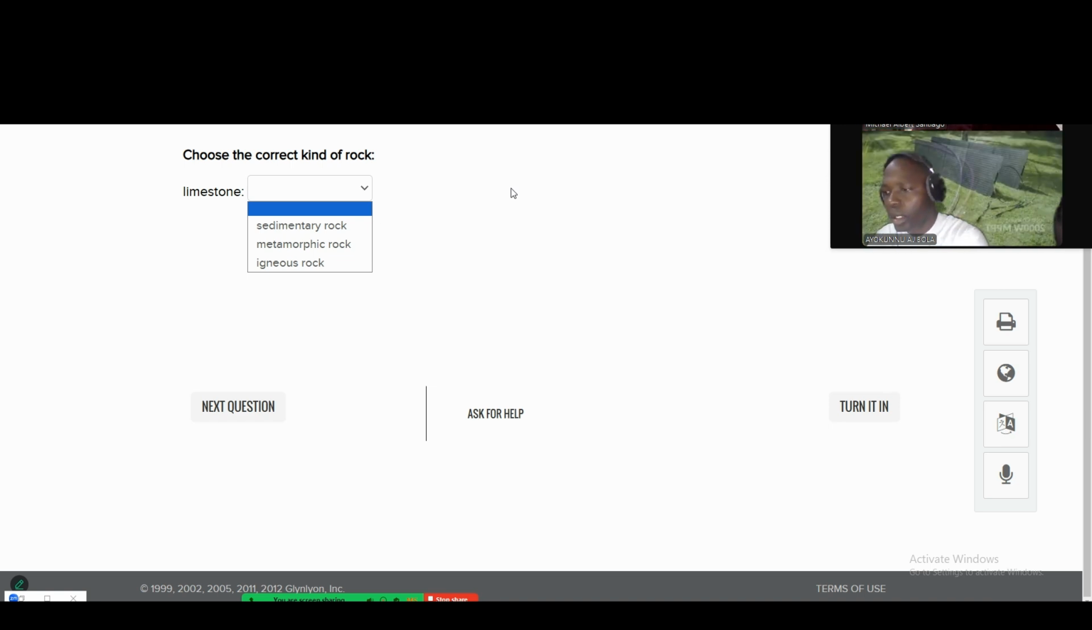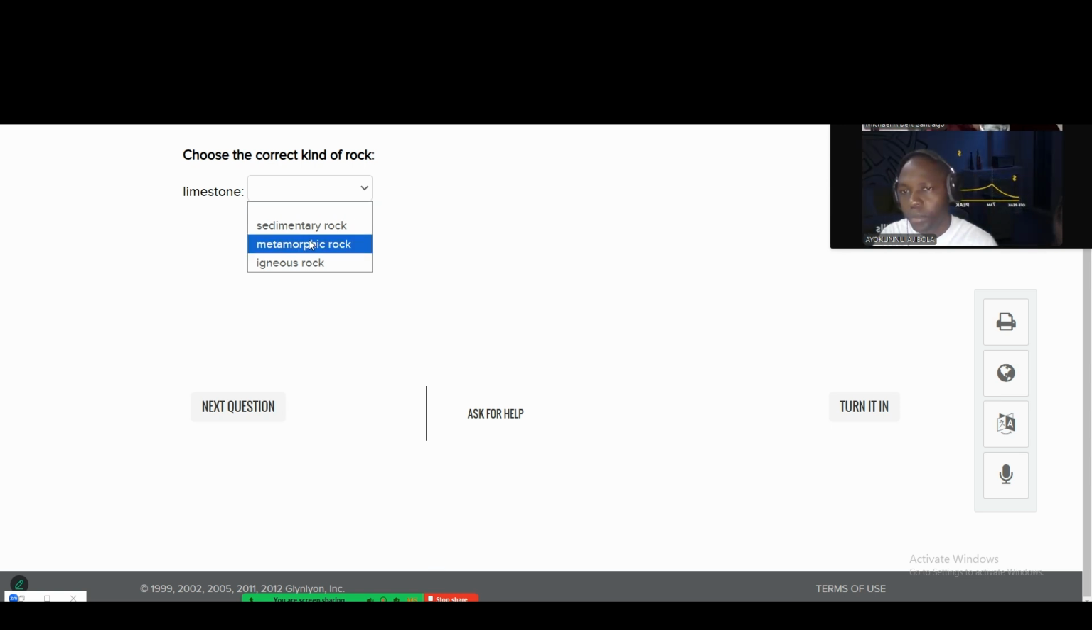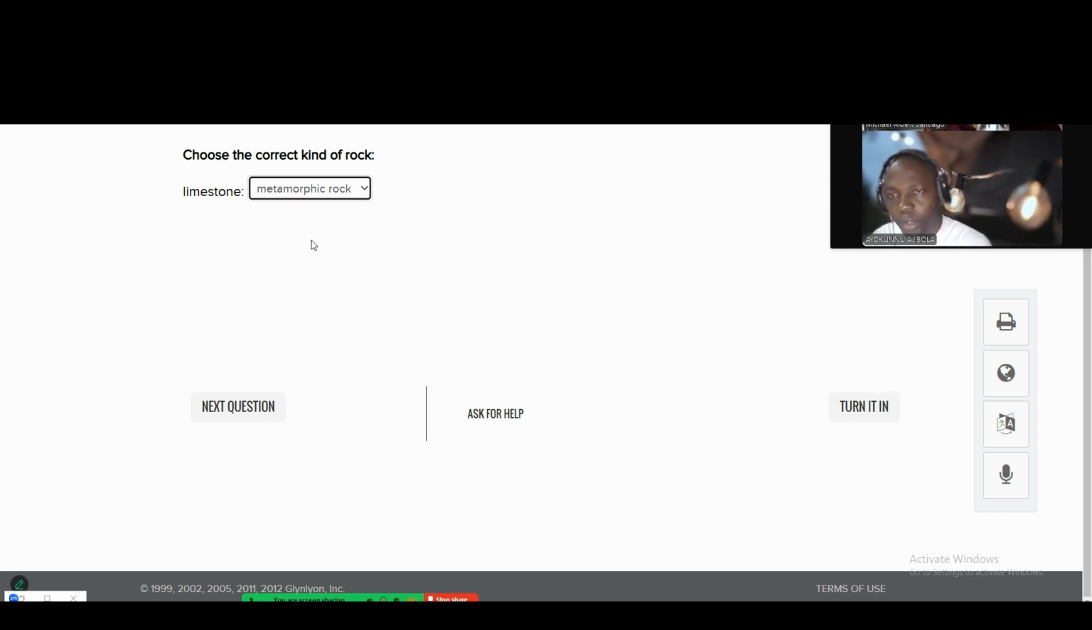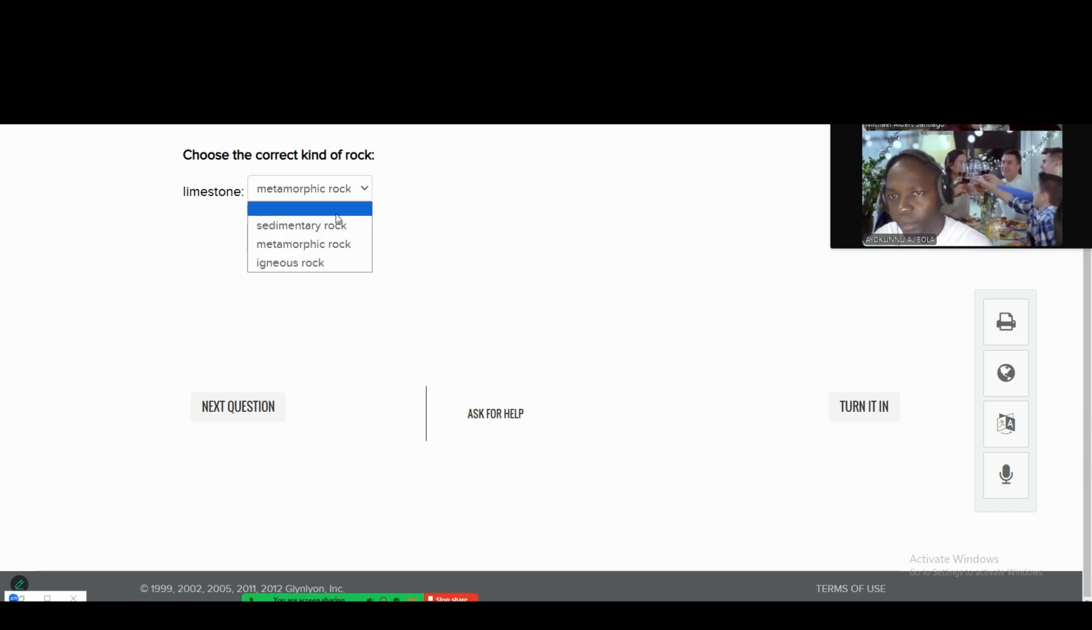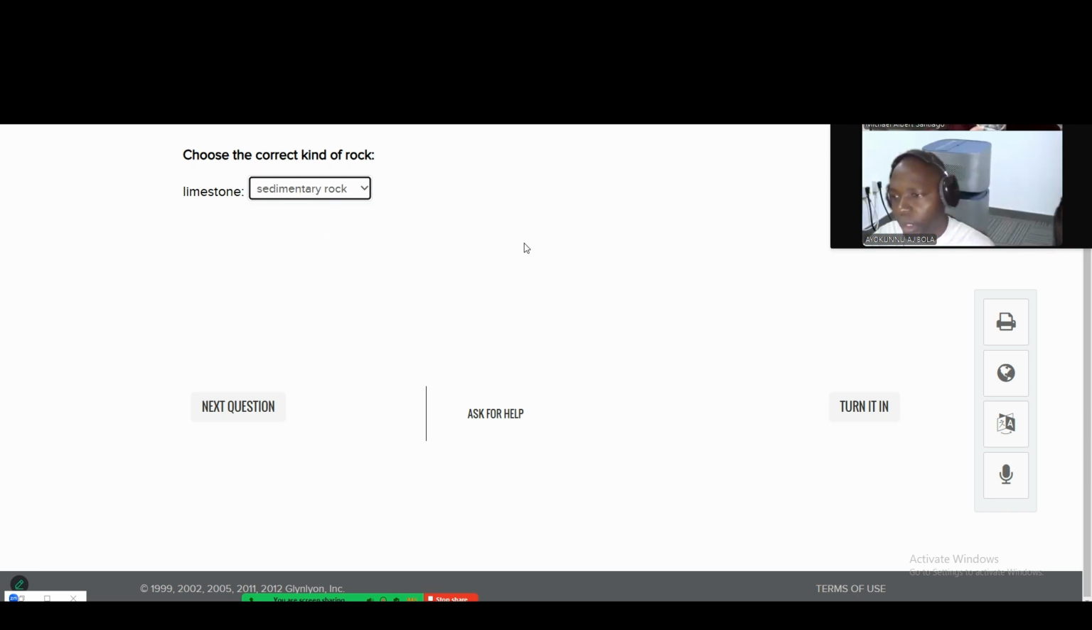Choose the correct kind of rock. Third option. What did you say? Second one, limestone, is sedimentary rock. I said sedimentary, right? Is the first option.